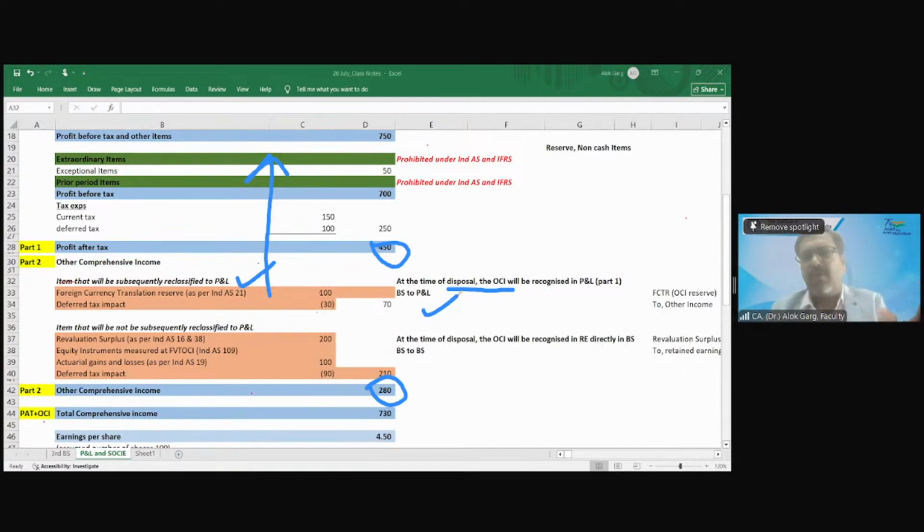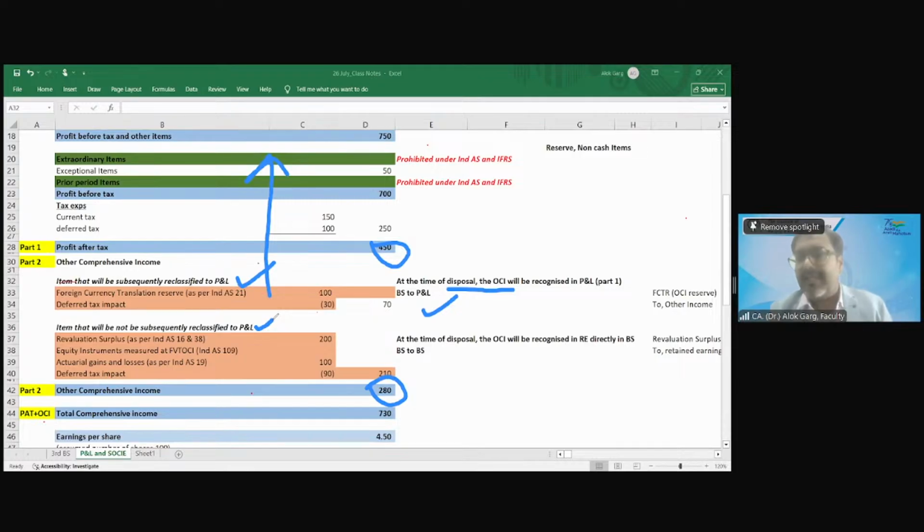P&L means any relevant item, for example, foreign exchange loss or gain in part 1 of the P&L. Item that will not be subsequently reclassified to P&L means, for example, Ind AS 16 says that the company has done the revaluation of fixed asset. There was a revaluation surplus.